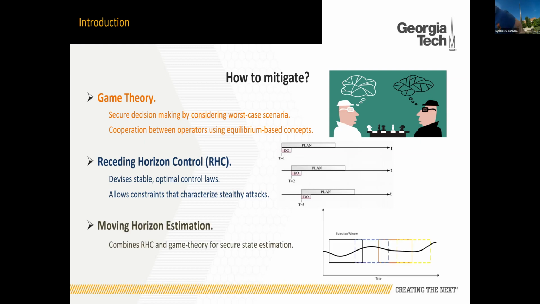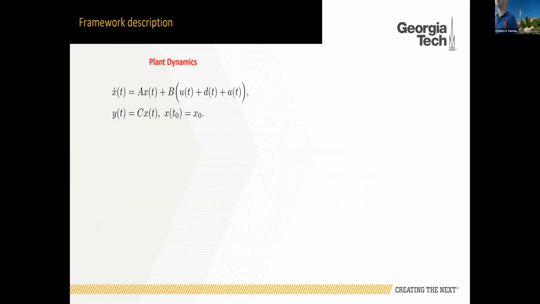Okay. So if I combine game theory and receding horizon control, then I can estimate my state securely even in the presence of attacks. So again, we will combine ideas from game theory and receding horizon control. We will develop a moving horizon estimation technique that can estimate the state even in the presence of stealthy attacks. Okay, so now let's start working on some math.